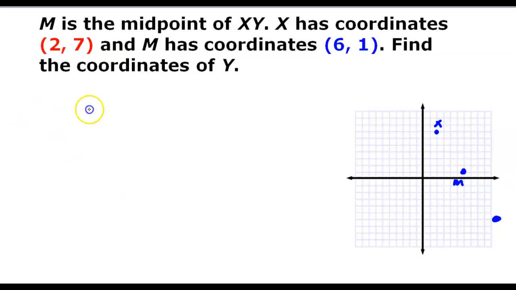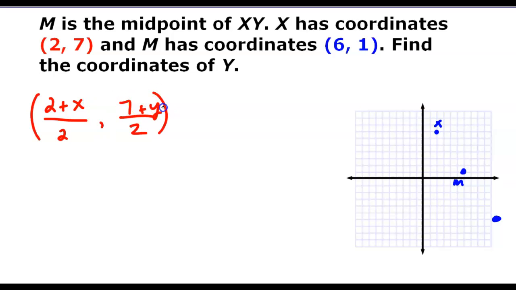So what we do is, this one's a little different. We have our midpoint formula, which says 2 plus the other endpoint, but I don't know the other endpoint. We'll call it x over 2, comma. Our first y value, which we do know, is 7 plus y over 2. The problem is we don't know what x is, we don't know what y is. But we do know the midpoint. The midpoint is 6, 1.